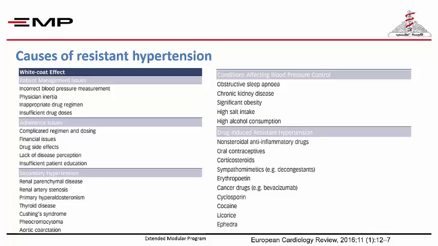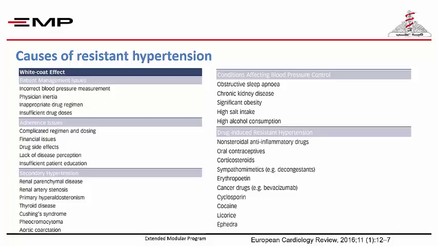It can be due to undetected secondary hypertension, like with renal parenchymal disease, renal artery stenosis, primary hyperaldosteronism, thyroid disease, Cushing syndrome, pheochromocytoma, and aortic coarctation. It can be due to conditions affecting blood pressure control, like obstructive sleep apnea, chronic kidney disease, significant obesity, high salt intake, and high alcohol consumption.